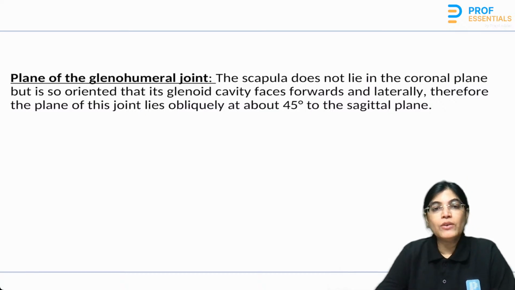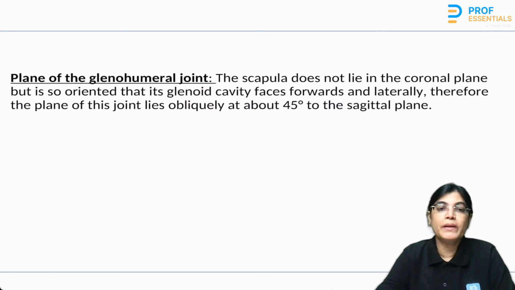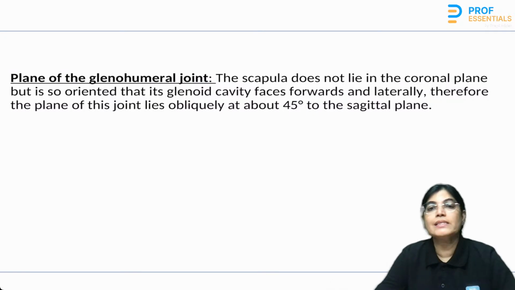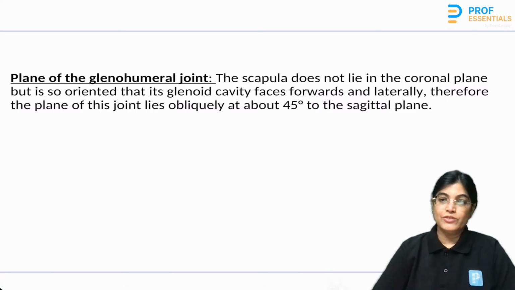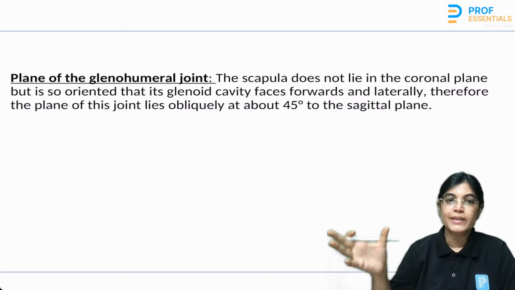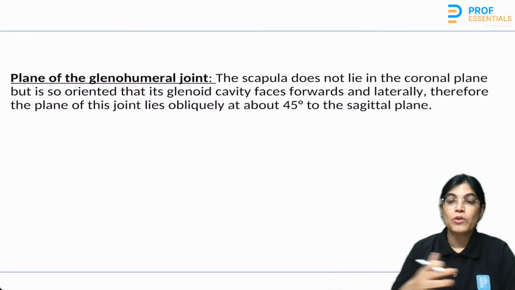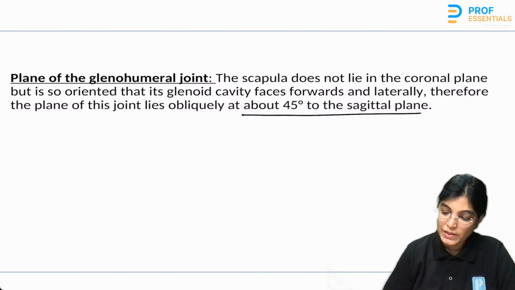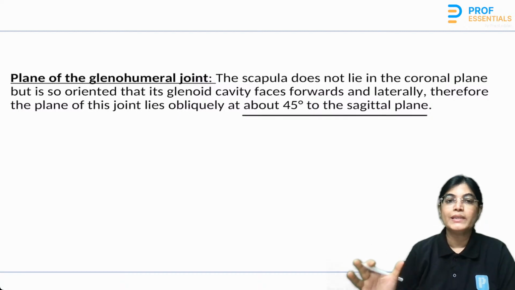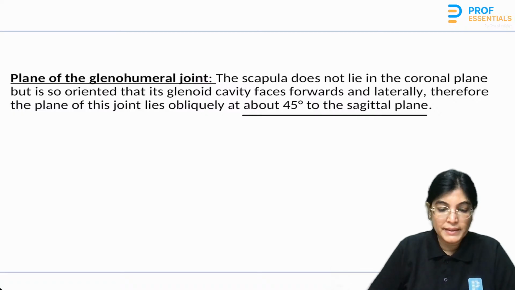So basically, the plane of the glenohumeral joint: if I talk about the scapula, it does not lie exactly in the coronal plane, but it is oriented. The glenoid cavity is directed forward and lateral. It is facing more forward and laterally. Therefore, the plane of the glenohumeral joint is slightly oblique, approximately 45 degrees to the sagittal plane. So we have to understand that all movement is happening around this plane.